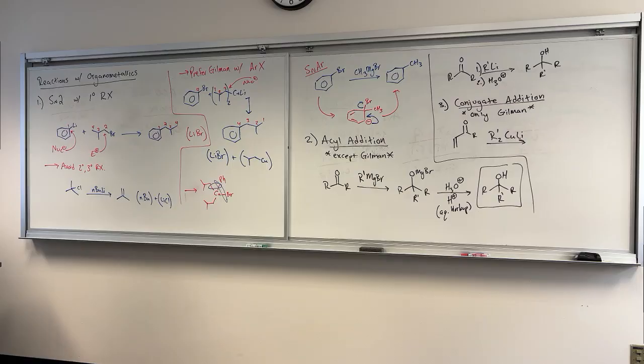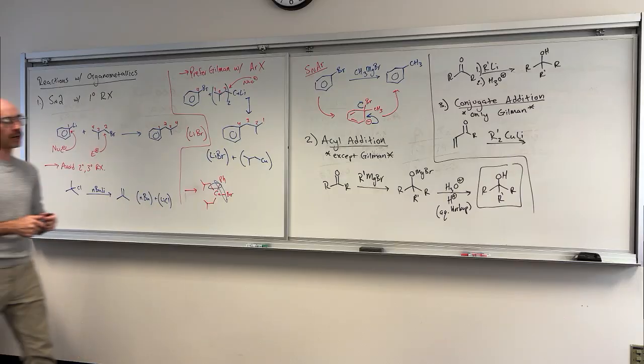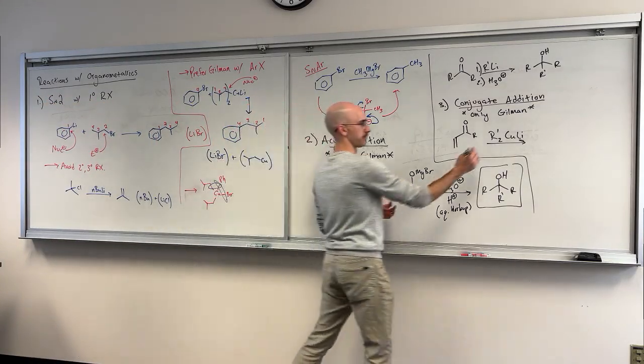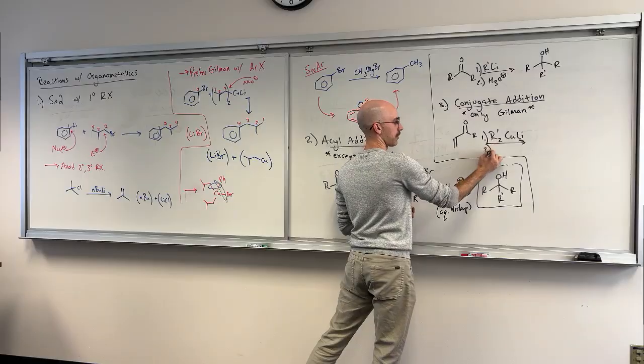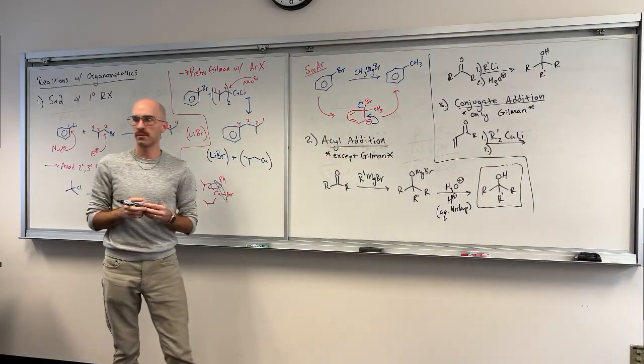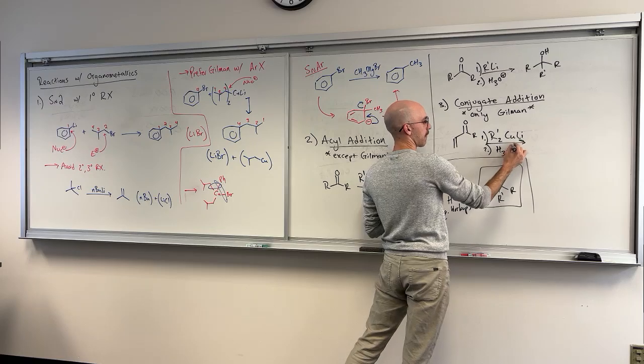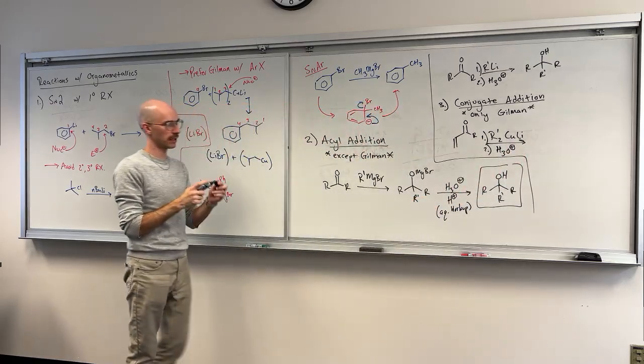We call it conjugate addition because I have a conjugated carbonyl. I have the CO pi bond in an uninterrupted series with a carbon-carbon pi bond. This is a conjugated system. And to skip over the nuance here, first step, second step, we'll just show the acid workup straight away.